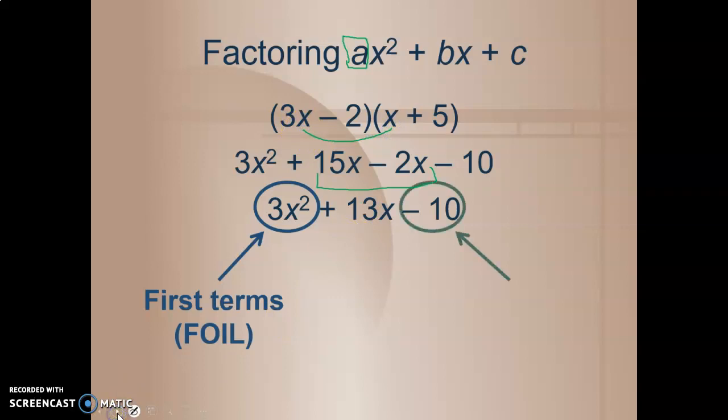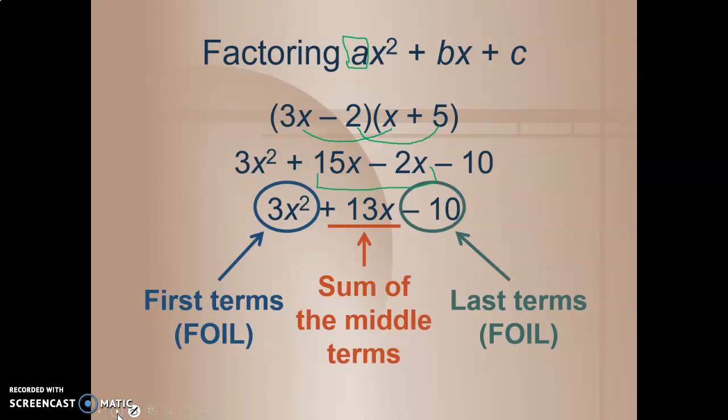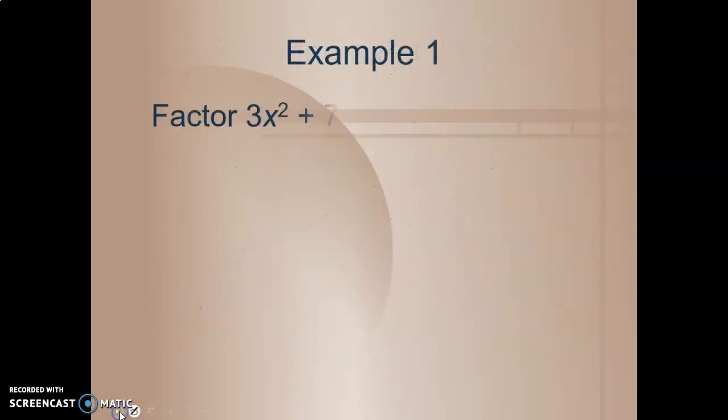And my negative 10 is the last two numbers multiplied. Negative 2 times 5 is negative 10. And my middle term is the sum of the middle terms, of the outside and the inside terms. If I multiply those and then add them together, like I did here, I get my middle term. Knowing that is going to help us with our factoring.